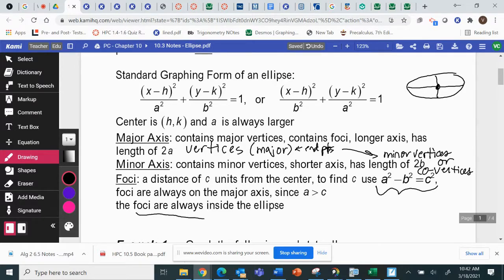The foci are always inside the ellipse. So if you use the wrong formula, your foci will end up outside of the ellipse, potentially. So they're always on the inside of the ellipse.